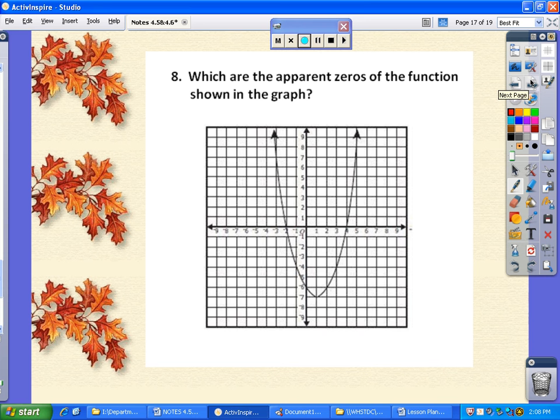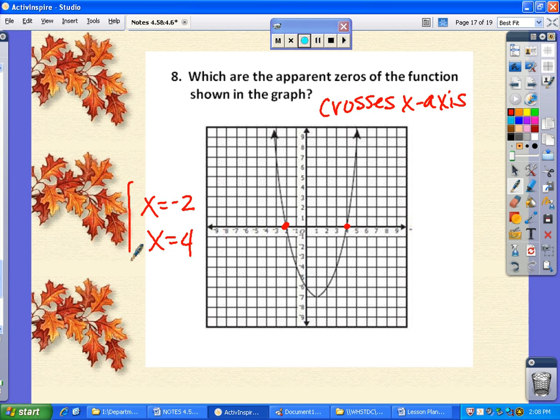All right, what are the apparent zeros of the function shown in the graph? That means we're interested in where it crosses the x-axis. So where does it look like it's crossing the x-axis? Here at x equals negative 2, and here again at x equals positive 4. So those are your zeros. Same thing as your x-intercepts. Where it crosses the x-axis is the solution to this quadratic.